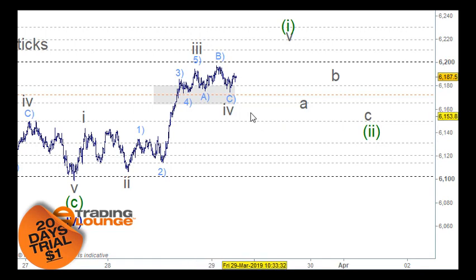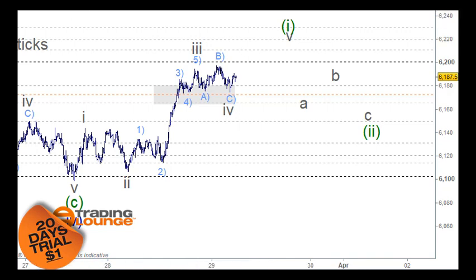So if there's any collapse today, then we know that this market would be in trouble. So we do need to see it push up into this space here. Okay, so I'll leave that at that.